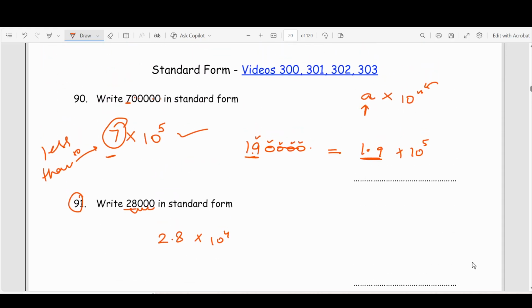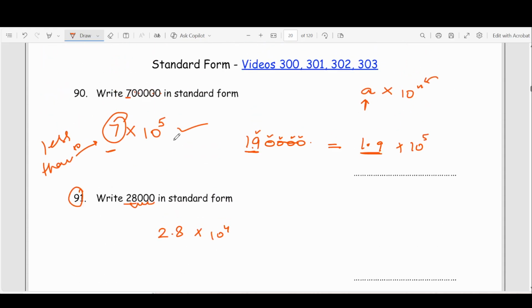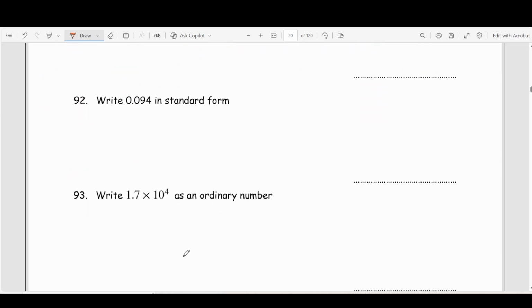Now, standard form is used when we need to express a very big or very small number. Here these two numbers were large numbers, right? But in the next question, the number is really small, 0.094. To express small numbers, we write the power as negative. The first digit should be non-zero and less than 10. So I will write 9.4. This 94 is bigger than 10, so I can't write it.